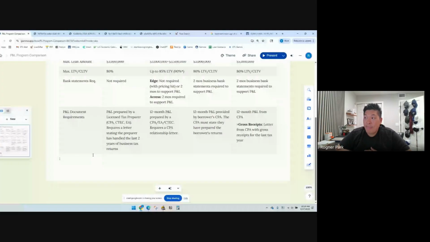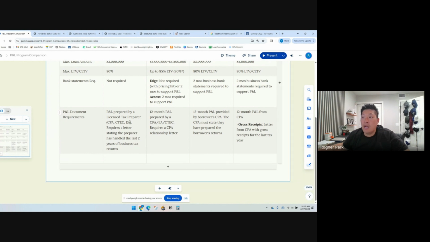But notice here that even amongst these 4 lenders, there are different requirements for the preparer of that P&L. So with AmWest, they tend to be a little bit looser. They allow CTECs, EAs, and CPAs, not just CPAs, but they allow the others. However, they have to state that they prepared the borrower's tax returns the past 2 years, their business tax returns past 2 years.